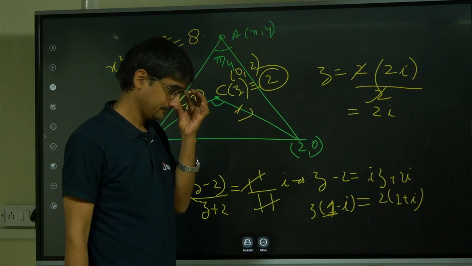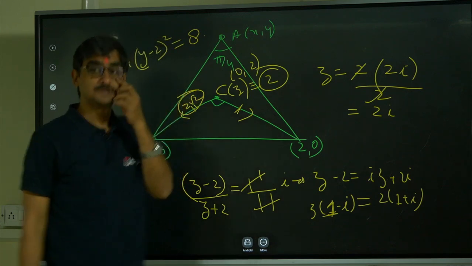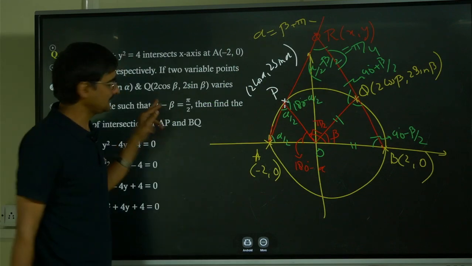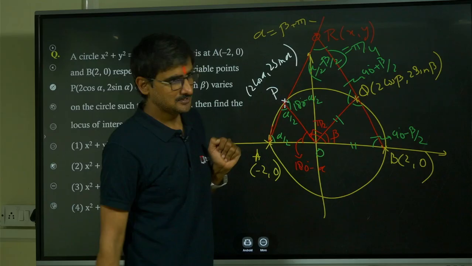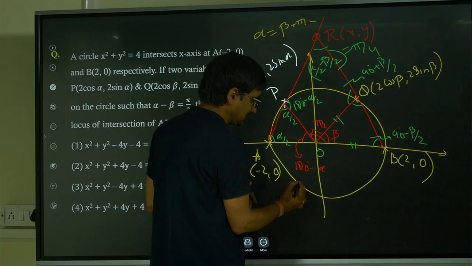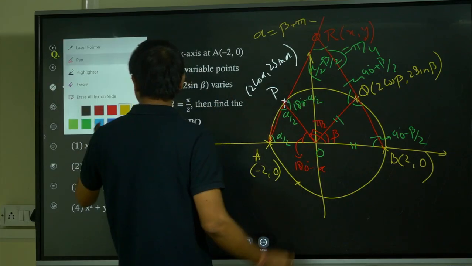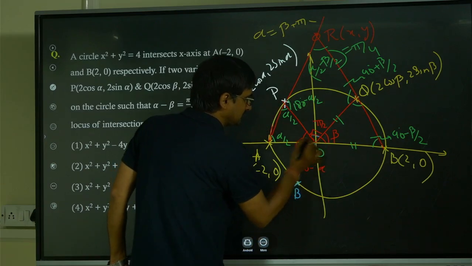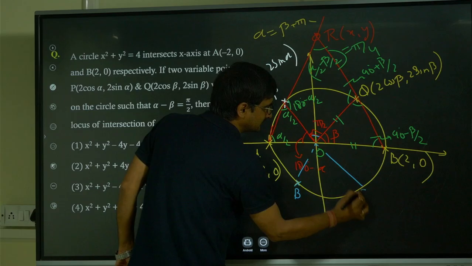I don't think we can have it on the other side. Why? Because they are given alpha has to be greater than beta. In that case, if alpha is greater than beta and we put it on the other side, let's say here, it has to be beta, some angle beta, and then you add 90 by 2, this is alpha.